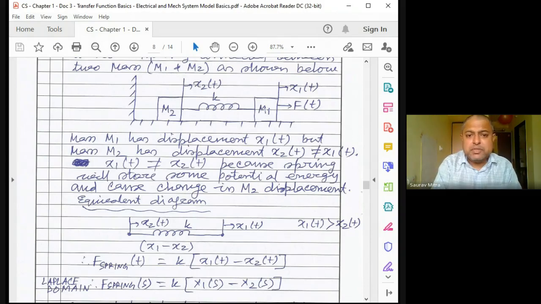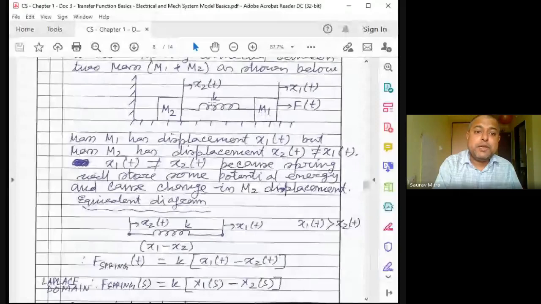So this is mass m2, this is mass m1, both are moving. You have to consider that both are connected with wheels, so there is no friction here. F(t) I am giving, x1(t) is the one-dimensional displacement of m1, and x2(t) is the displacement of m2. Then there is a spring connected between m1 and m2. What will be the force equation?